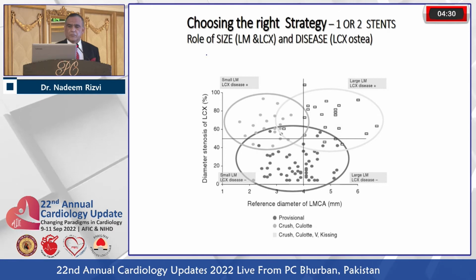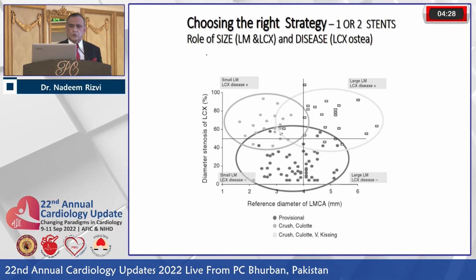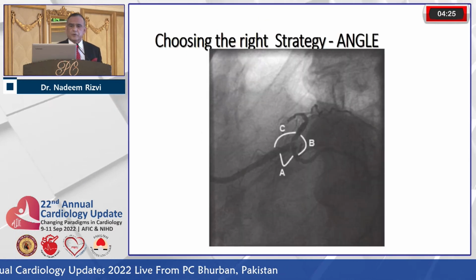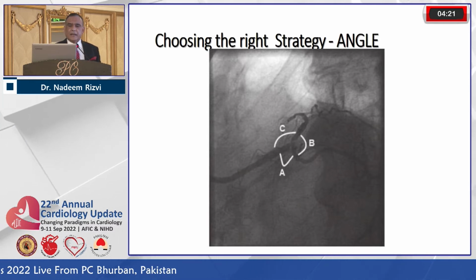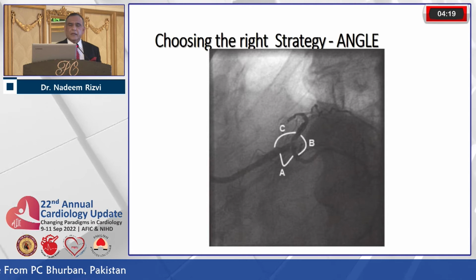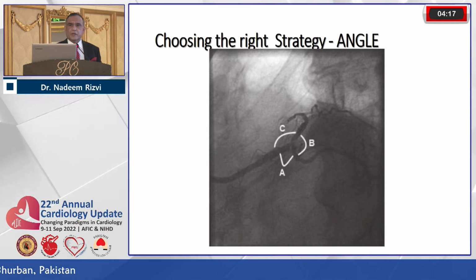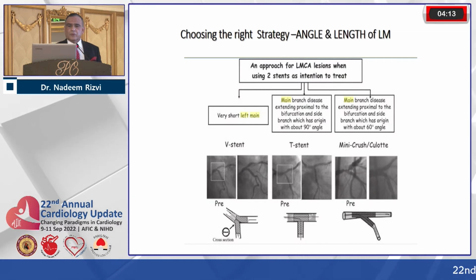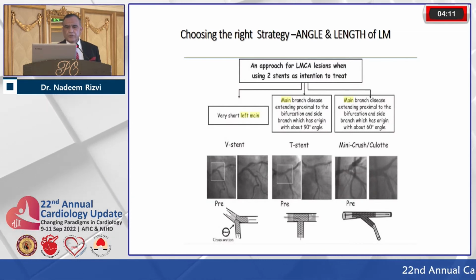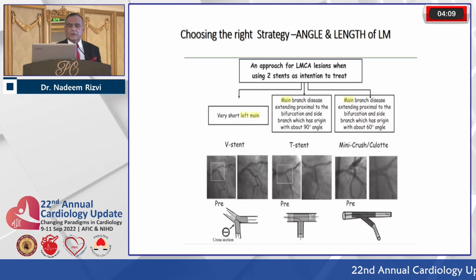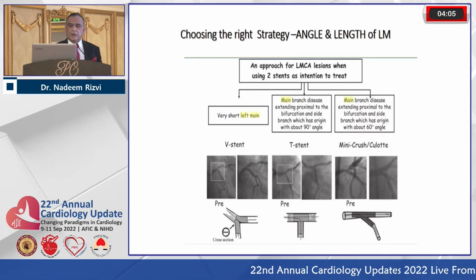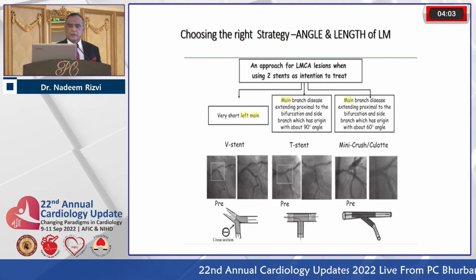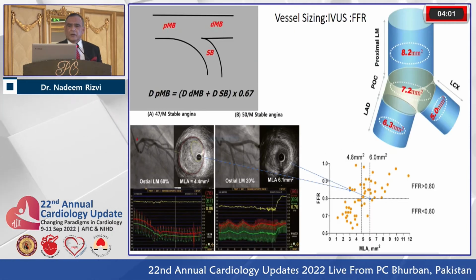So this slide is a little bit busy, but what it basically shows is that the size of the left main also depends. You need to know which angles there are. The angle B is the most important, and that is where we say 70, 90 degrees or more or less. So the length of the left main and the angle matter: if it's a short left main, V-stenting; if it's a long left main, then the angle comes into play, and the disease in the left circumflex.